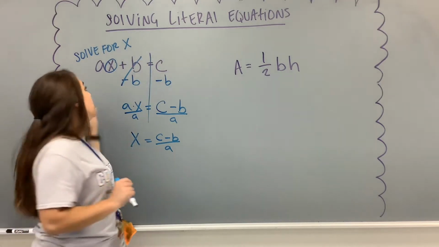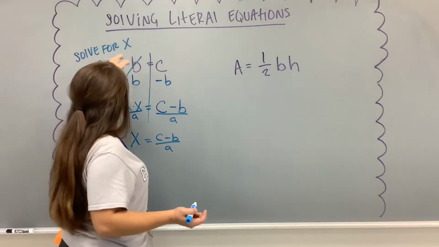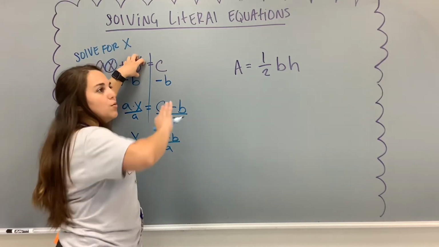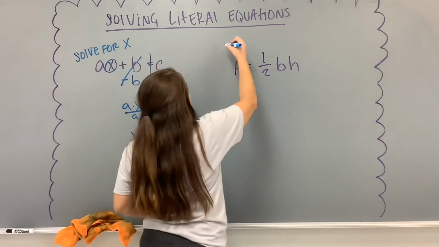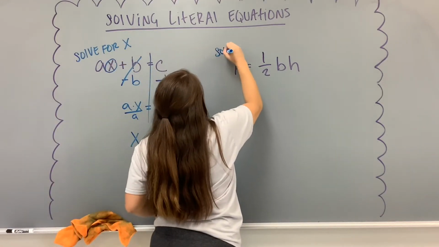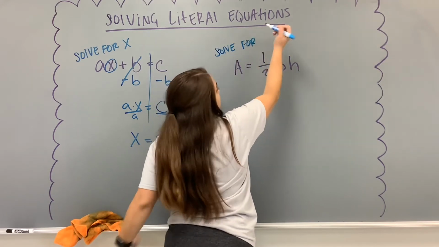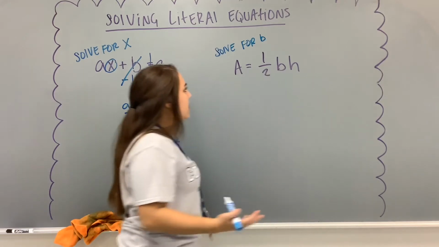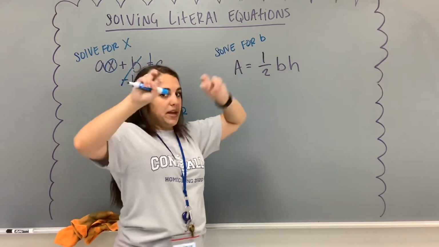If we were told to solve for b, something different than x, we would have had to locate what we were trying to solve for and then move everything else away from it, okay? So in this equation, we're going to solve for b this time. We don't have an x, we don't have anything else. We're just going to say, let's solve for b. Let's figure out what base equals.